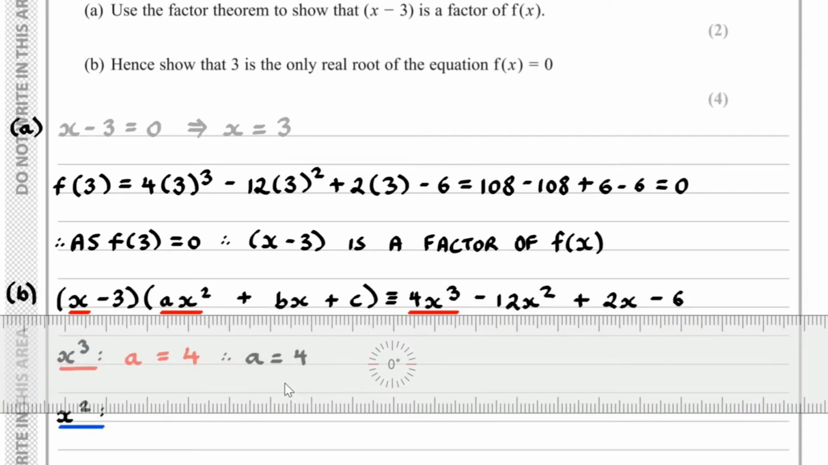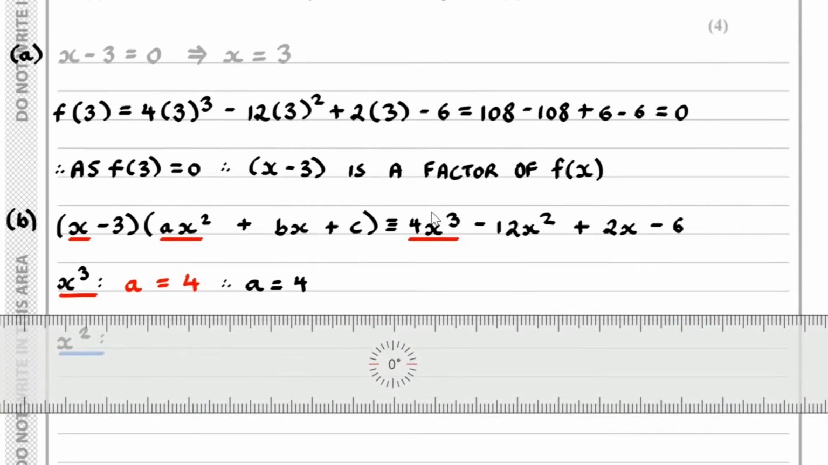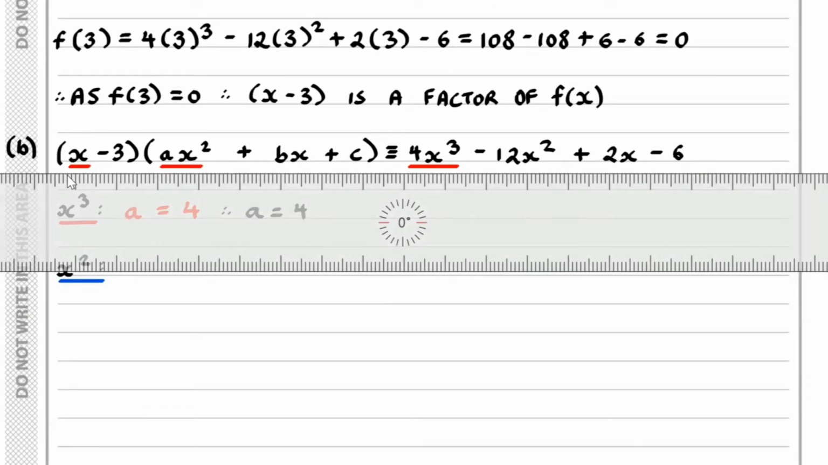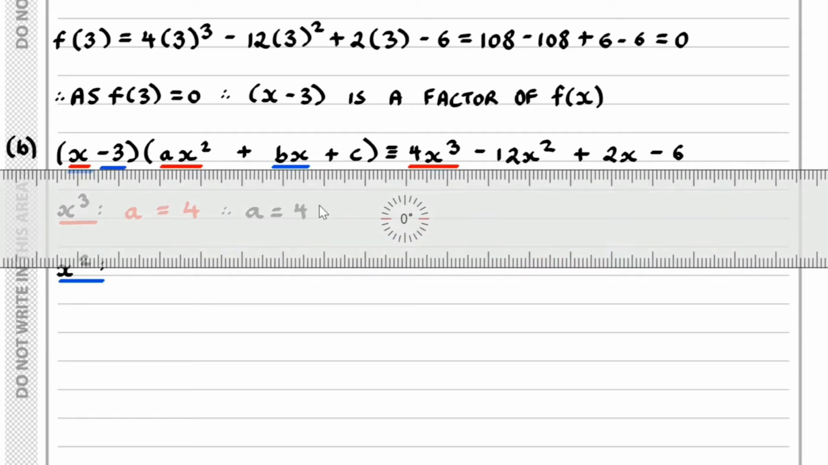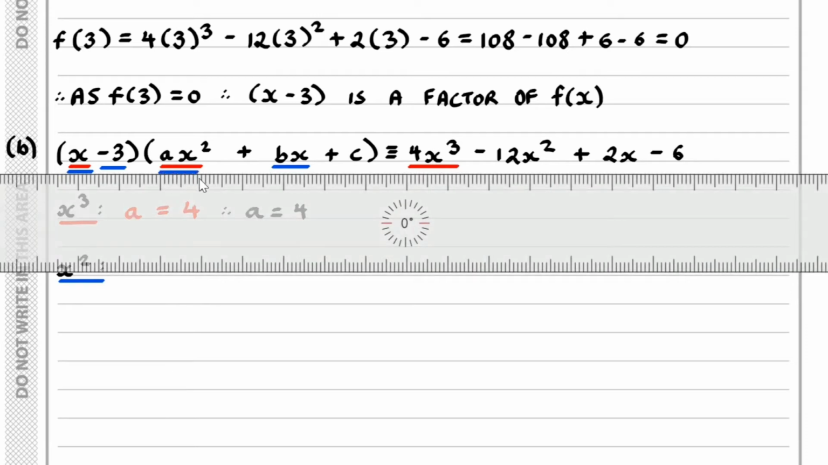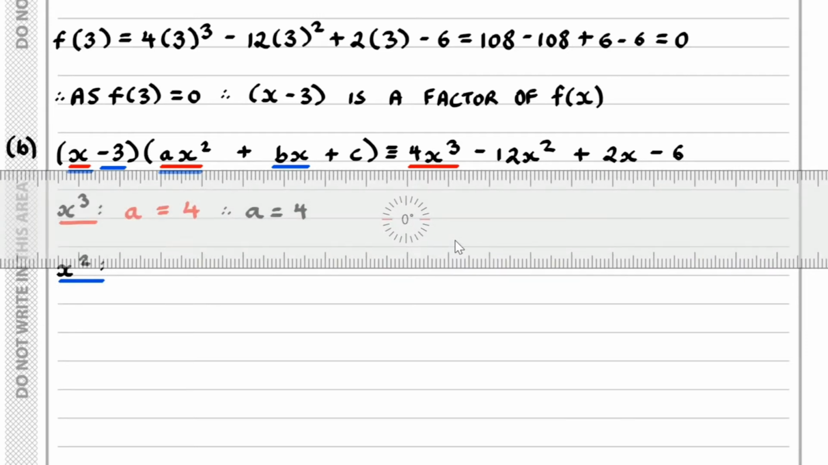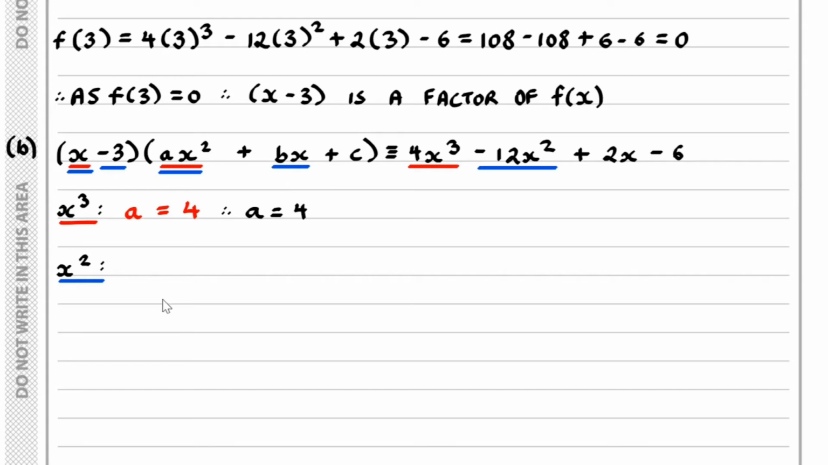you can see on the left hand side we have x multiplied by bx gives an x squared term, and we also have the minus 3 multiplied by ax squared, which gives an x squared term. And on the right hand side we have minus 12 x squared. And so we have minus 3a plus b equals minus 12.